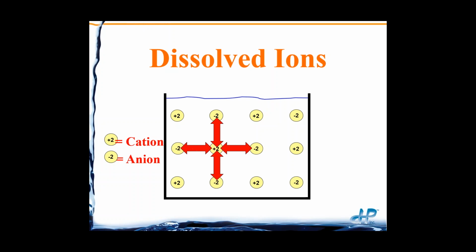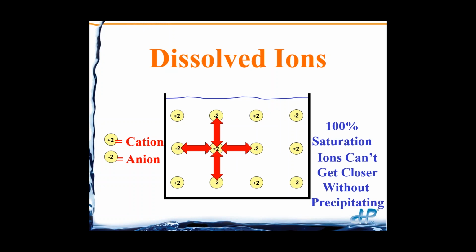There's a certain distance that they can get between each other where they're equally as attracted to each other as they are to other things in the water, and that's called 100% saturation. If we get them any closer than that, then some of them are going to have to leave, and that's called scaling.